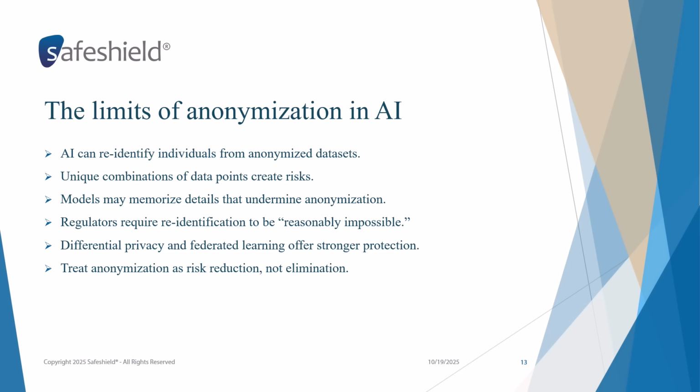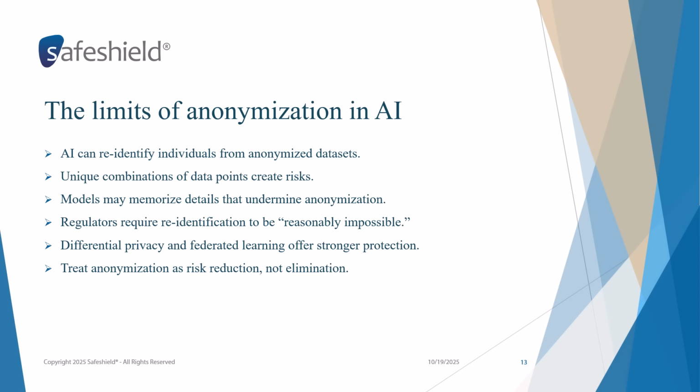Another limitation is the persistence of data in trained models. Even if the original dataset is anonymized, machine learning models may memorize unique characteristics or outliers that indirectly point back to individuals. This phenomenon undermines the assumption that anonymization eliminates all risk. Regulators also recognize these limits. Under GDPR, data is only considered fully anonymized if re-identification is reasonably impossible. In practice, this is an extremely high bar. Most real-world datasets fall short of this threshold.